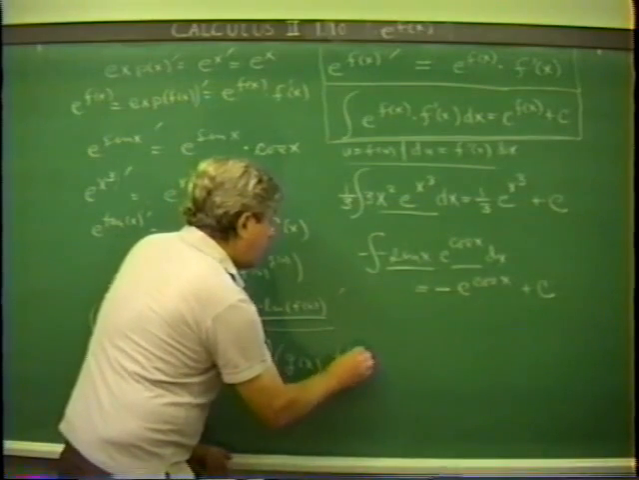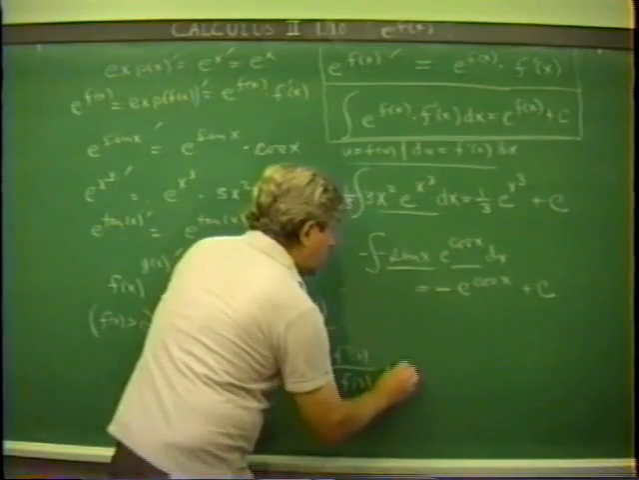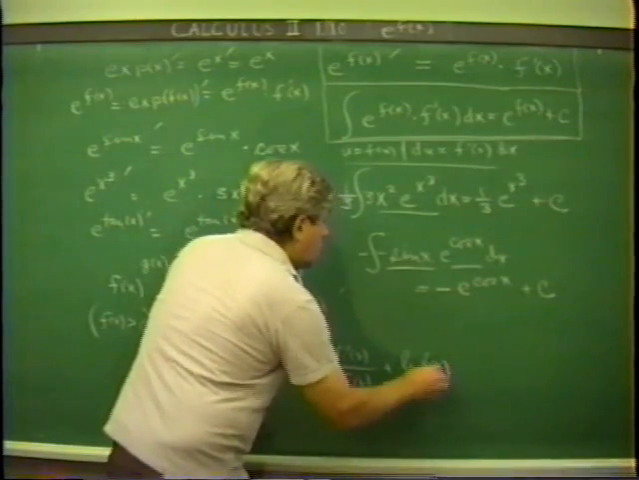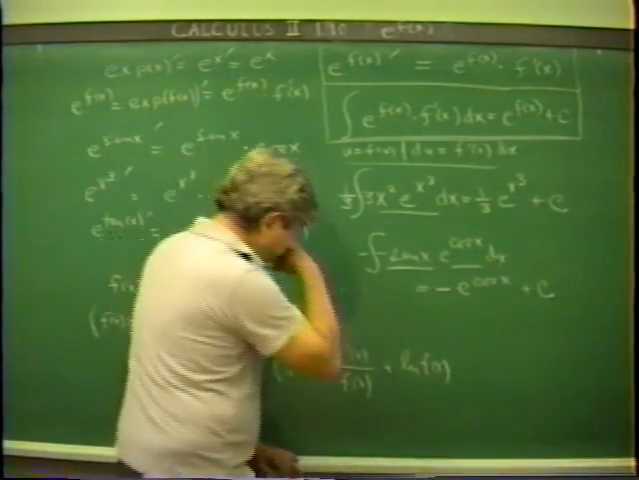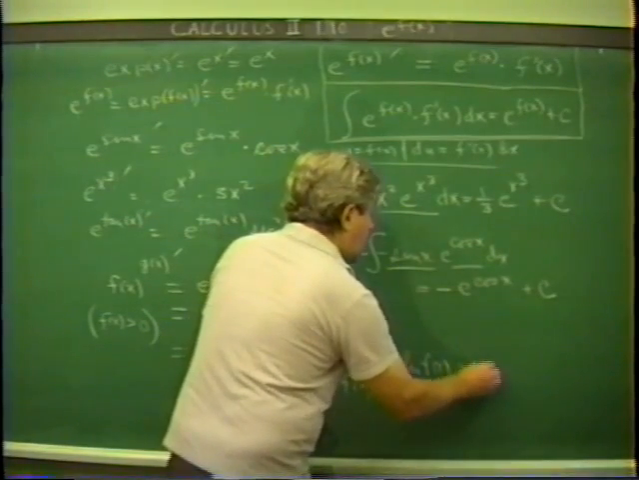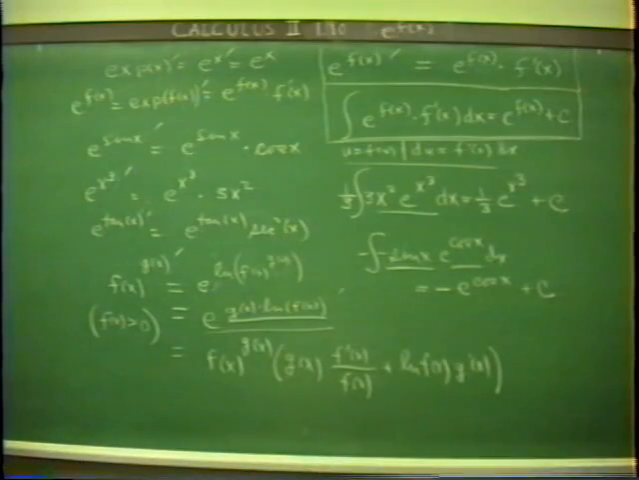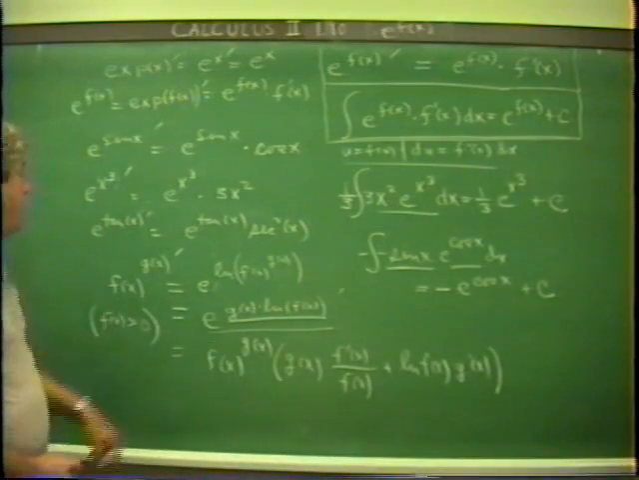But this is a product. So the derivative is going to be the first, g of x times the derivative of log f of x, which is f prime of x over f of x, plus the second, log f of x times the derivative of the first, g prime of x.